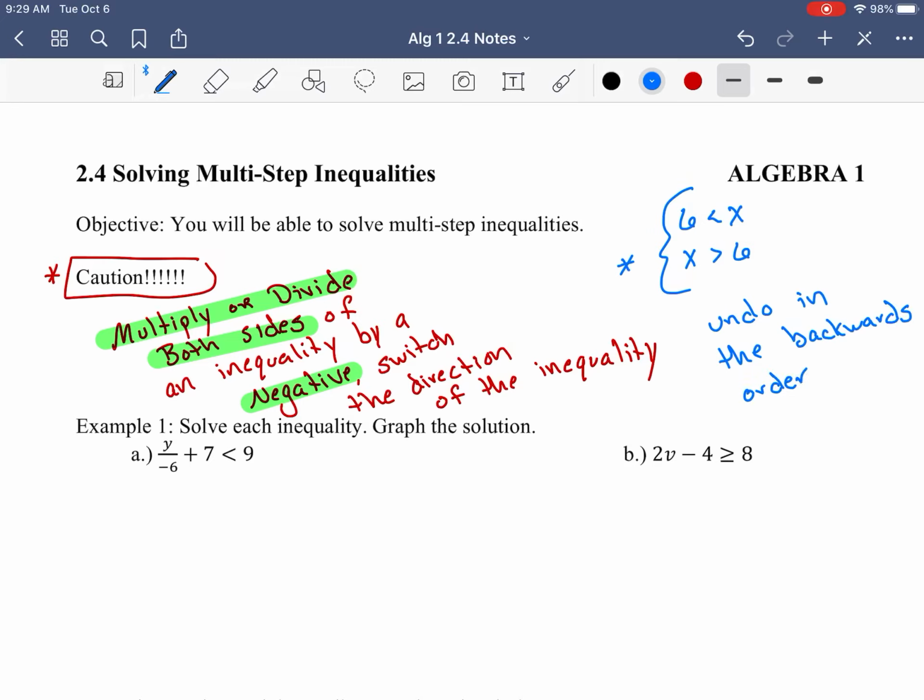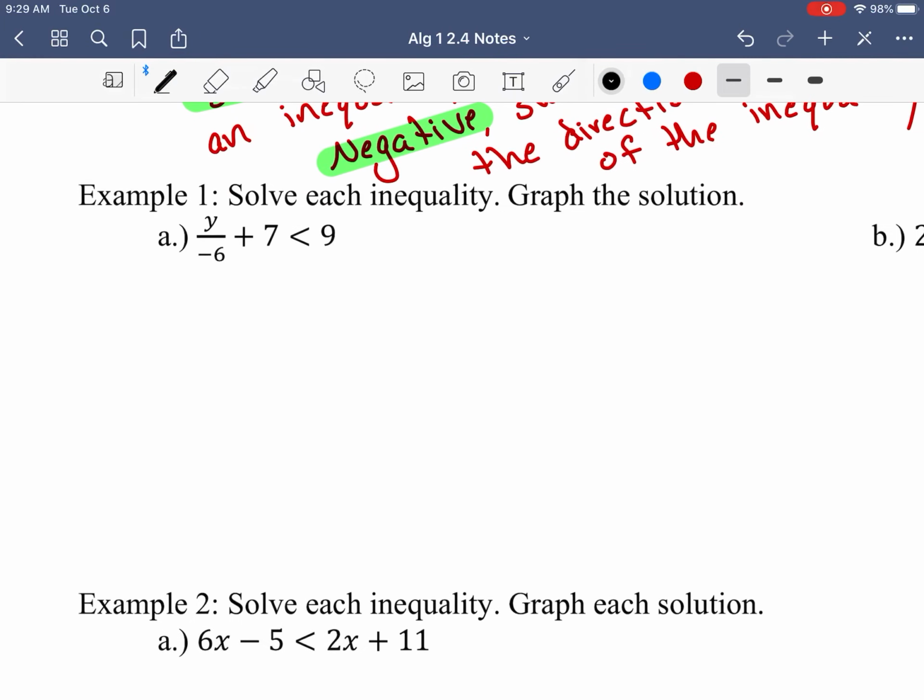What I mean by that is here in this very first example: solve each inequality and graph the solution. Here we want to solve this for y. Right now y is being divided by -6 and then 7 is added. To undo these, I need to undo the divide by -6 and the add 7, but I have to undo in reverse order. So I have to undo the add first. I'm going to subtract 7 from both sides first. This add 7, subtract 7 is 0, so I'm left with y divided by -6 is less than 9 minus 7, which is 2.